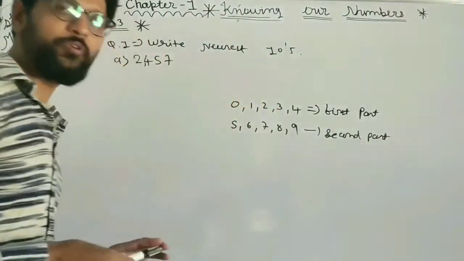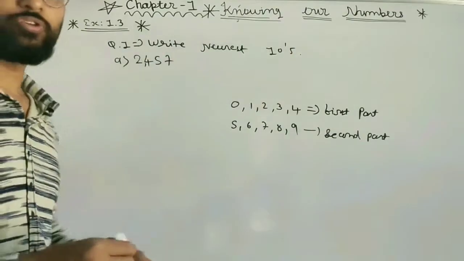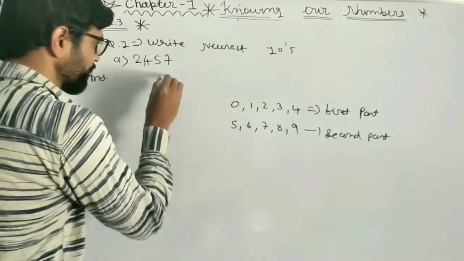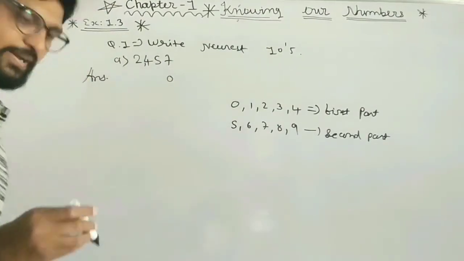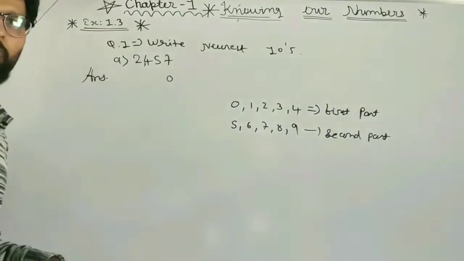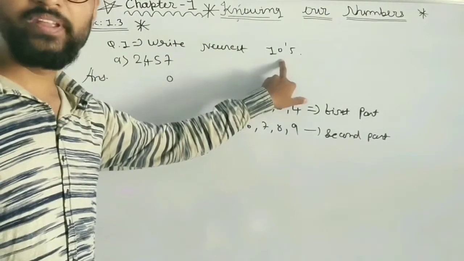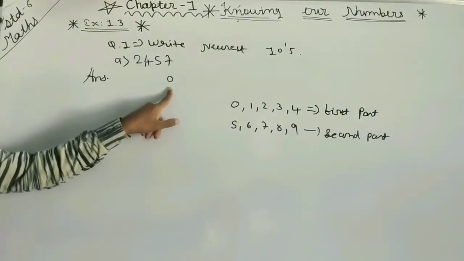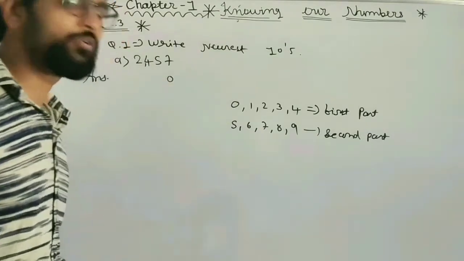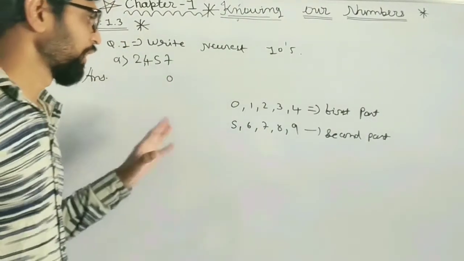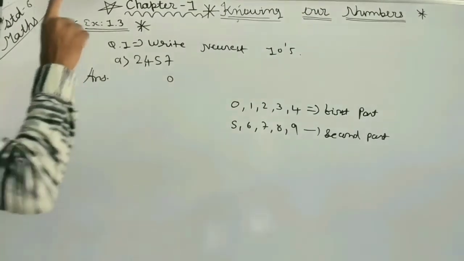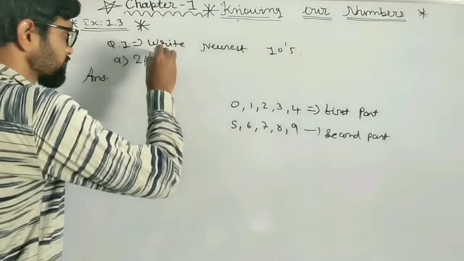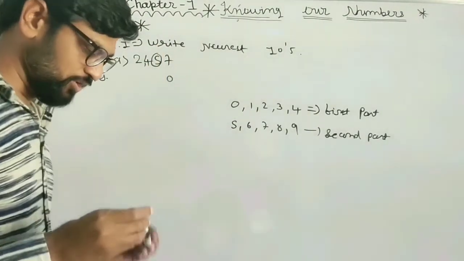Now your question is nearest tens, so you have to put here in your answer first of all 10 means 0. Is that clear to everyone? How many zeros are in the 10? Only one zero. So you have to write 0. Now what do you have to do? Now see what is in your tens place. Here 5 is in your tens place.